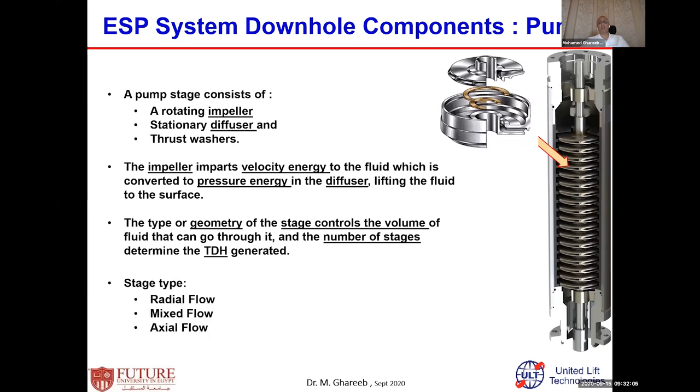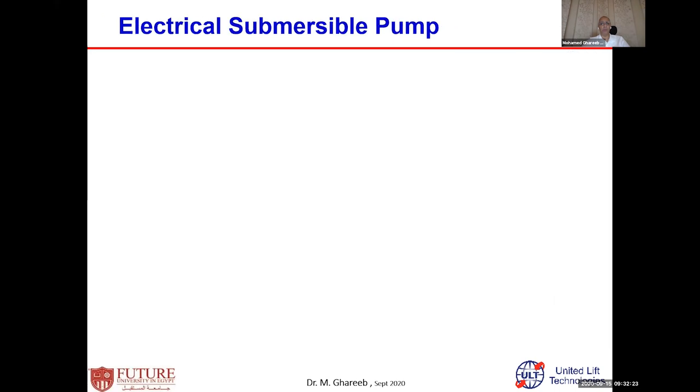There are different types of stage geometry. However, the most common stage geometries can be radial flow, mixed flow, or axial flow, but the most commonly used are radial and mixed flow. And what's the difference? I will show you some pictures about this later on. Then let me explain what the impellers and the shaft mean in converting fluids to velocity energy.